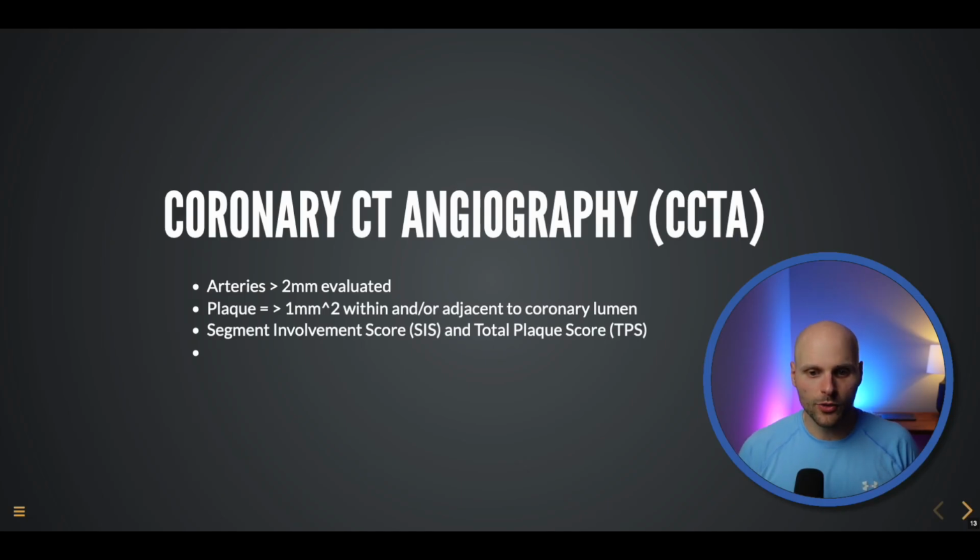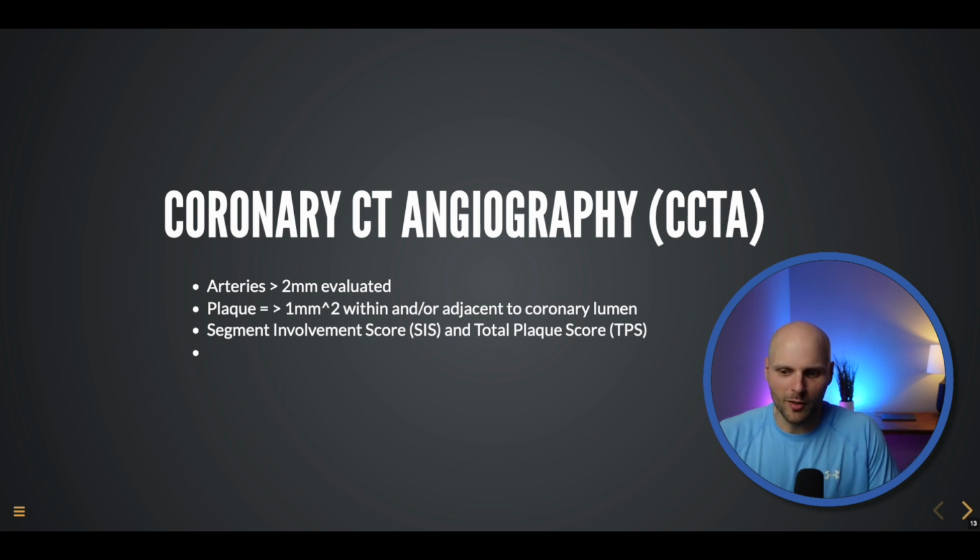All right, next we're going to move on to coronary CT angiography, or CCTA. This is the other version of the imaging that we talked about. Like I said, this is our next step. If we've already had a CAC and we needed some additional imaging, this is something we consider. We're going to look at any artery that's greater than 2 millimeters, and we're looking for plaque. How they define plaque is something that's greater than 1 millimeter squared within or adjacent to the coronary lumen. So essentially, something has to be more than 1 millimeter squared to be distinguished as plaque.